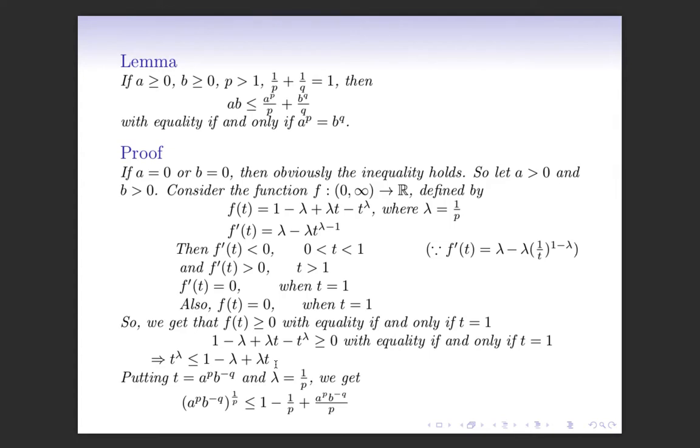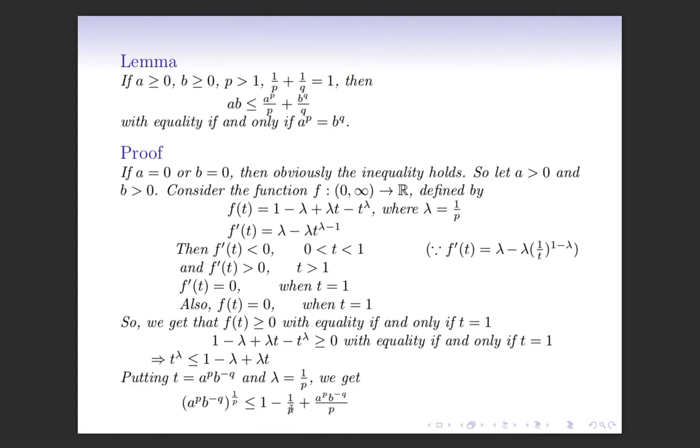And now if we put t = a^p b^(-q), and here λ = 1/p, then we find that (a^p b^(-q))^(1/p) is less than or equal to 1 - 1/p + (1/p) a^p b^(-q).